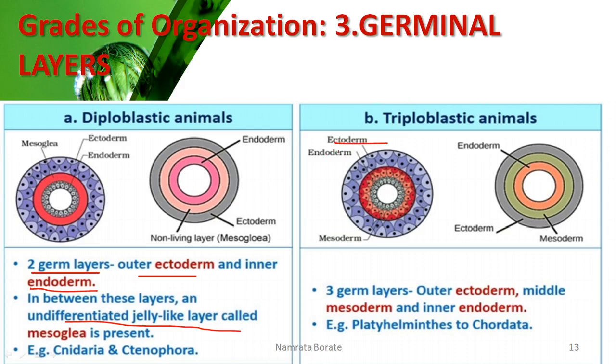First one is ectoderm, second one is mesoderm, and the third one is endoderm. So this one is endoderm, this one is mesoderm, and this one is ectoderm. The three germ layers are there, so it is called triploblastic. It is observed in case of Platyhelminthes to Chordata.